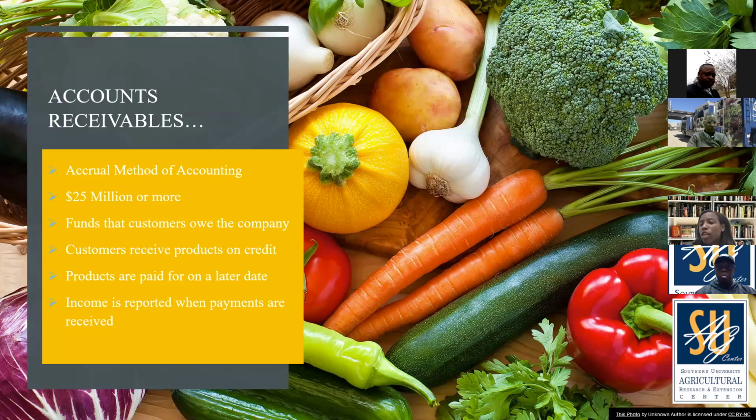When you have clients or customers that make purchases, they may purchase on credit. Basically, you're giving them a product on credit, so they don't pay for it until a later date. This method isn't required unless the company is making 25 million or more. Funds that customers owe the company will be recorded under accounts receivable. Again, products are paid for on a later date, and income is reported when payments are received.